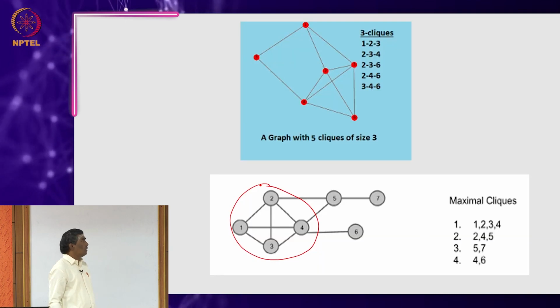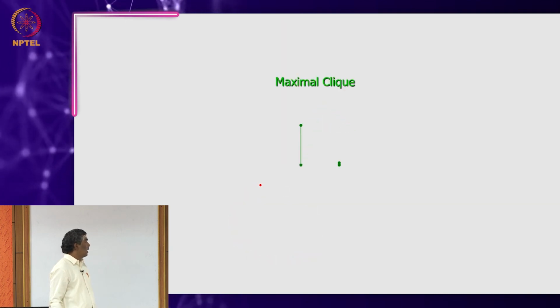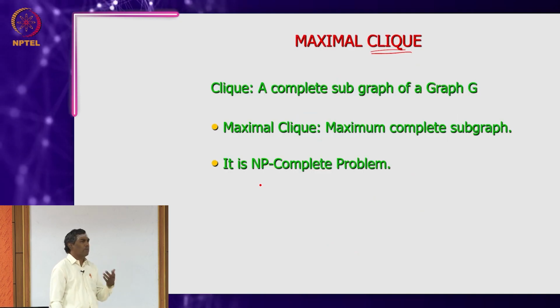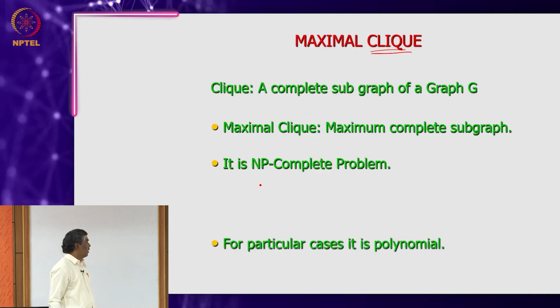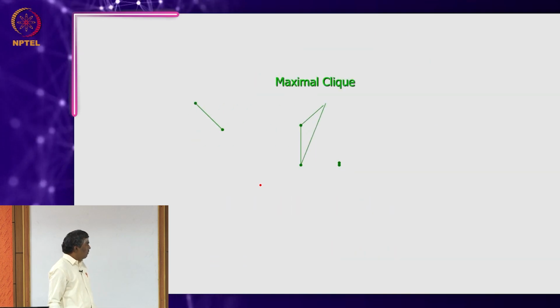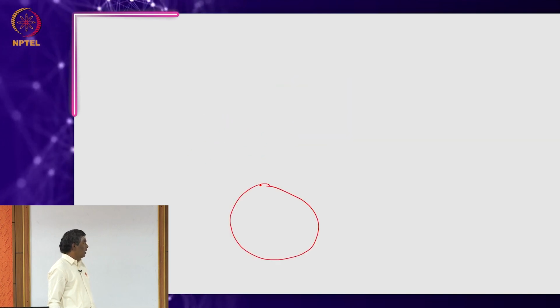As I told you, finding this clique is basically one of the hardest problems in computer science, NP-complete, but there are some cases. I just showed an example. Then we'll go to clustering.